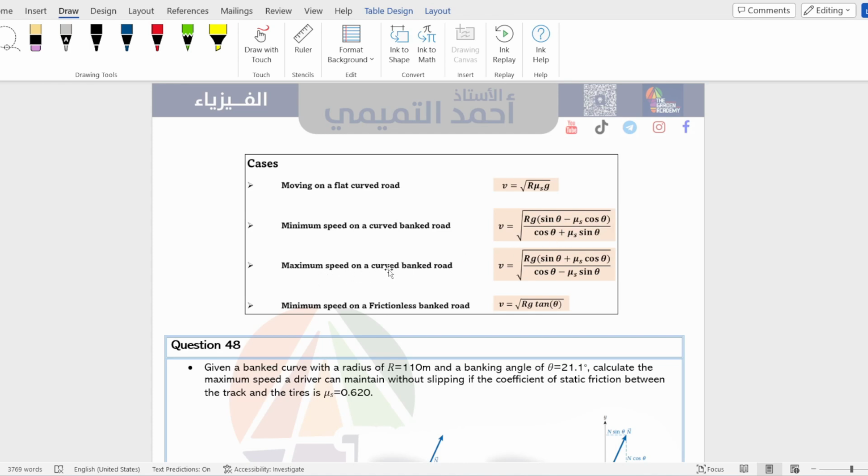The maximum speed on a curved banked road, v is equal to the square root of rg times (sine theta plus mu s cosine theta) divided by (cosine theta minus mu s sine theta). And finally, the minimum speed on a frictionless banked road, we will use the equation v equals the square root of rg tan theta.